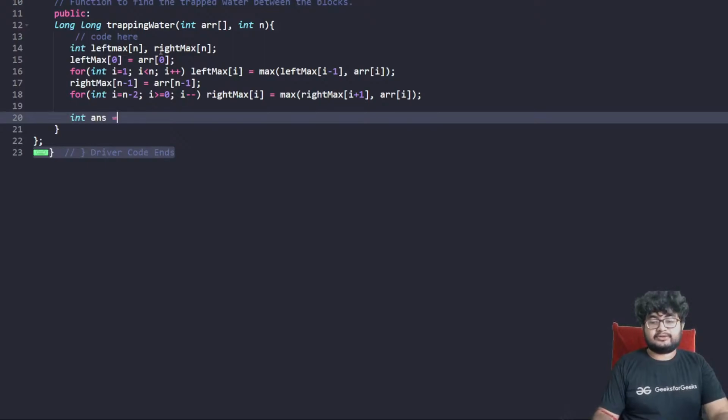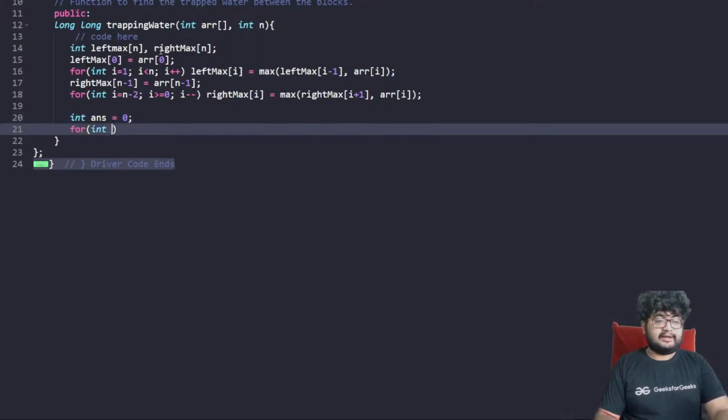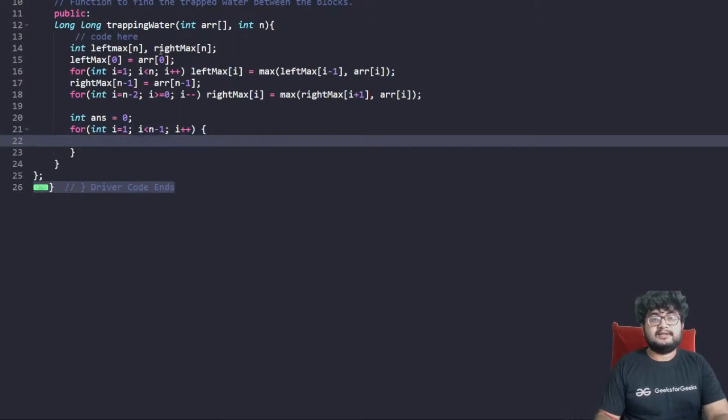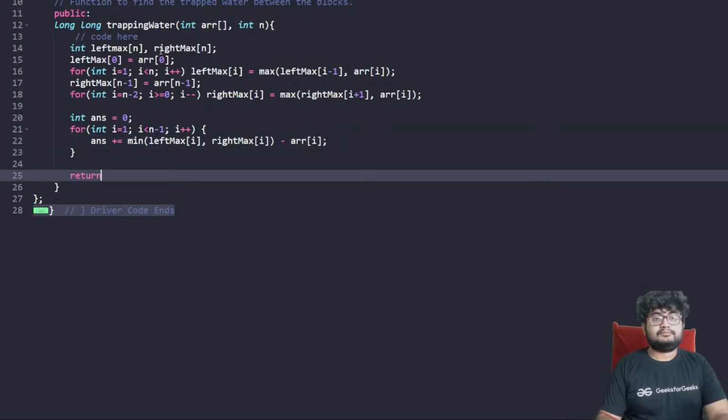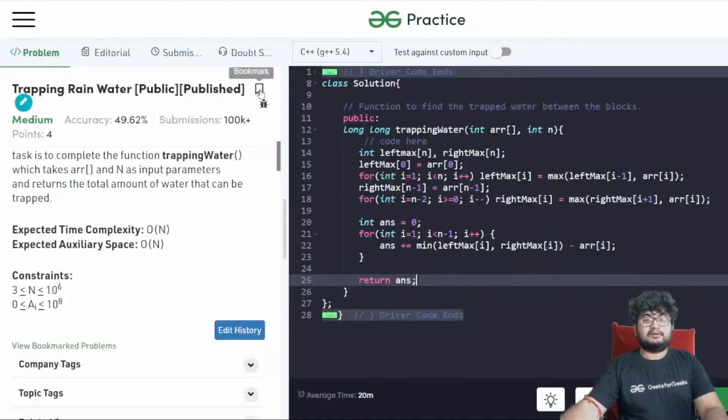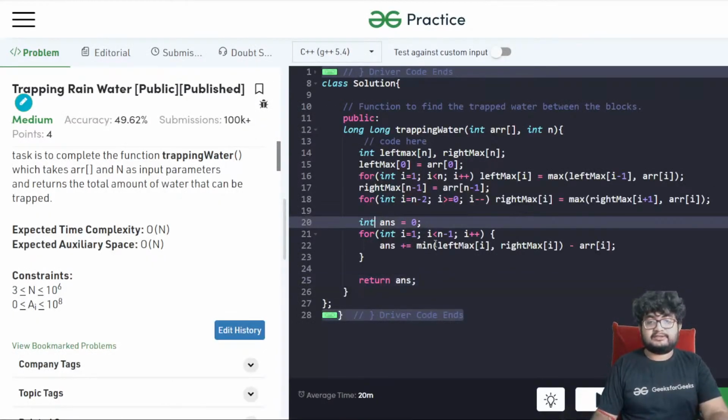And int answer equals 0, for int I equals 1, I less than n minus 1. The first and last cannot store anything, so 1 to n minus 1, answer plus equals min of left max of I, right max of I, minus ARR I. And finally we can return answer. So it can be long actually. Let's have long.